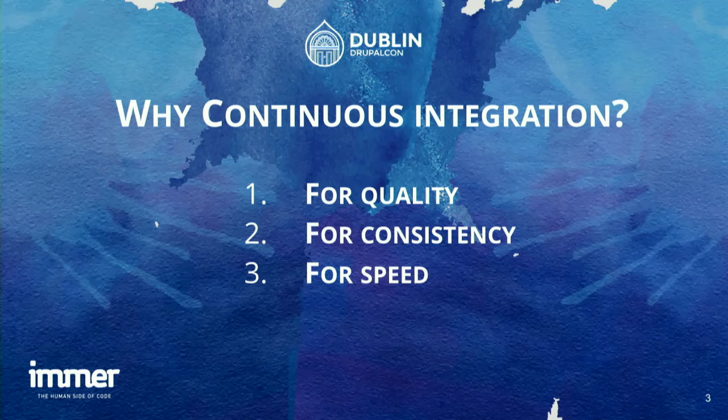But also, your code structure will be better if you implement continuous integration through the notion of testing, because then you can make sure that your code is being tested prior to deploying, and that also boosts the quality of your code. The second reason is for consistency. So if you have continuous integration set up, that's an automated process, which means that it's the same every time you deploy. So you have a consistent process for your deployments.